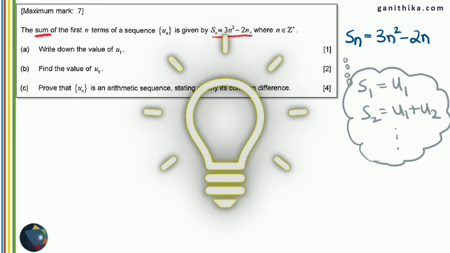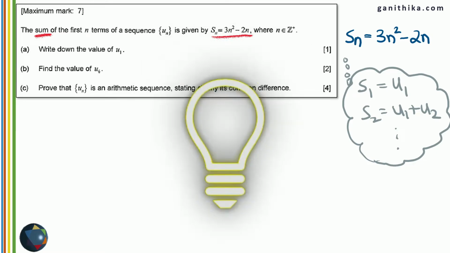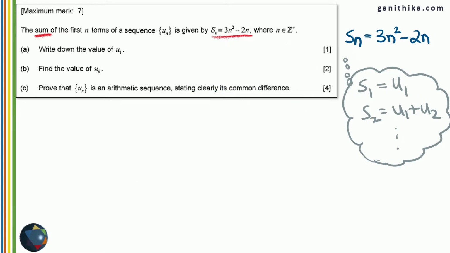Sum of the first two terms. S3 will be u1 plus u2 plus u3. And S4 will be u1 plus u2 plus u3 plus u4. So write them all down. Think about what is the given information in this question.